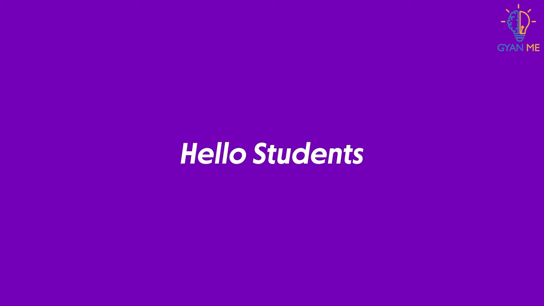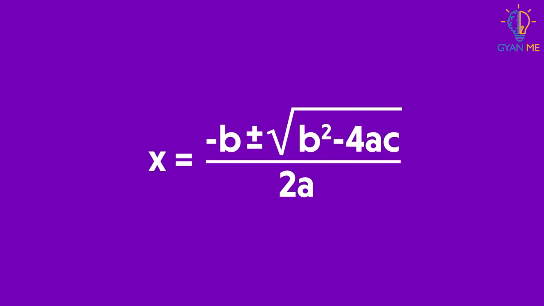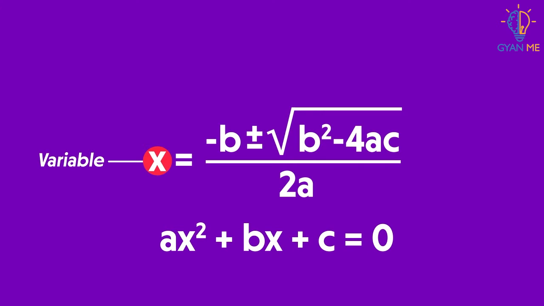Hello students. In the previous video, we learnt about this quadratic formula which says x is equal to minus b plus or minus under root b square minus 4ac upon 2a, where x is the variable of the given quadratic equation ax square plus bx plus c is equal to 0.